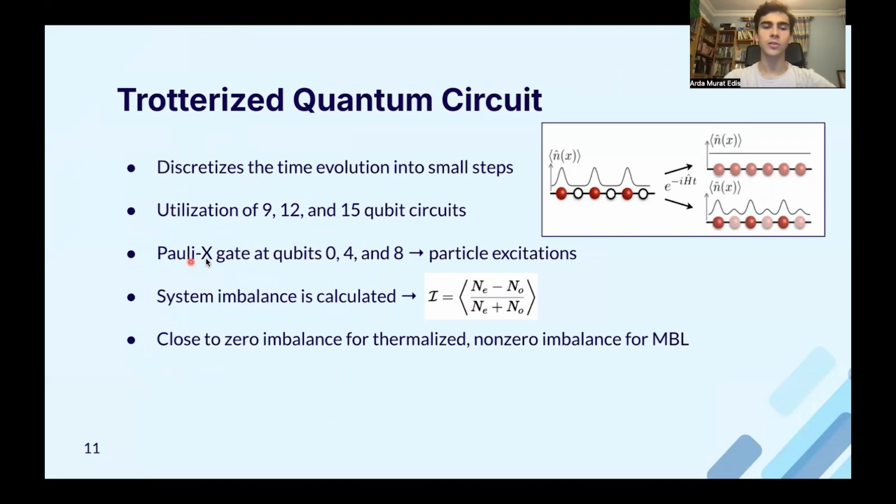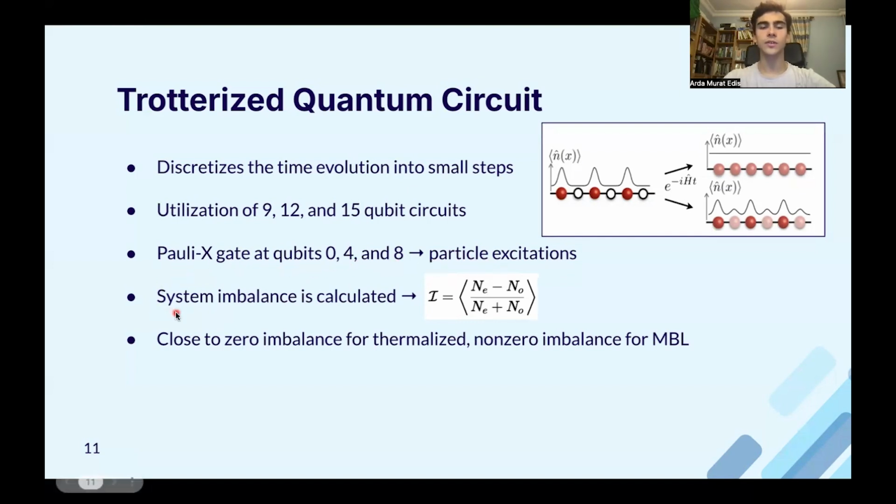We also put 3 Pauli X gates at qubits 0, 4, and 8 in order to account for the particle excitations. The Pauli X gate switches the initial state of the qubits from state 0 to state 1, and state 1 corresponds to an excited state.